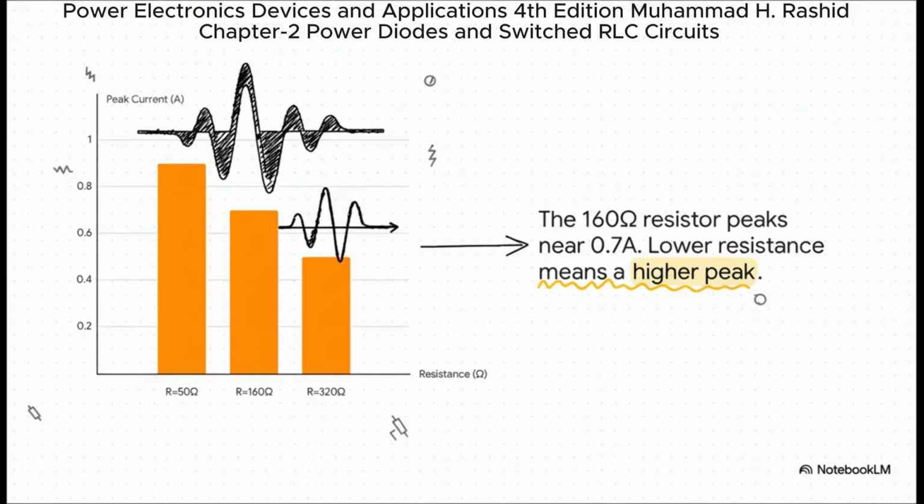Now let's zero in on our case study. The 160 ohm resistor, the one in the middle, peaks at just about 0.7 amps. It's a perfect match for what our theory predicted. And you can see the trend, right? A smaller resistor gives you a higher, bouncier peak, while a bigger resistor really tames that oscillation. This is that tug-of-war we talked about, playing out right in front of us.